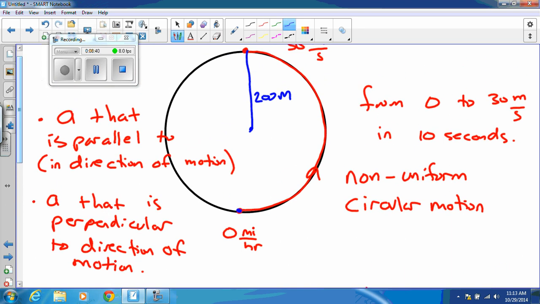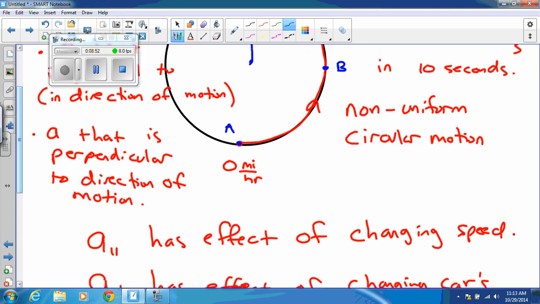Let's evaluate that total acceleration at 3 different points. At point A, at point B, which is 1/4 of the way around, and at point C, which is halfway around.